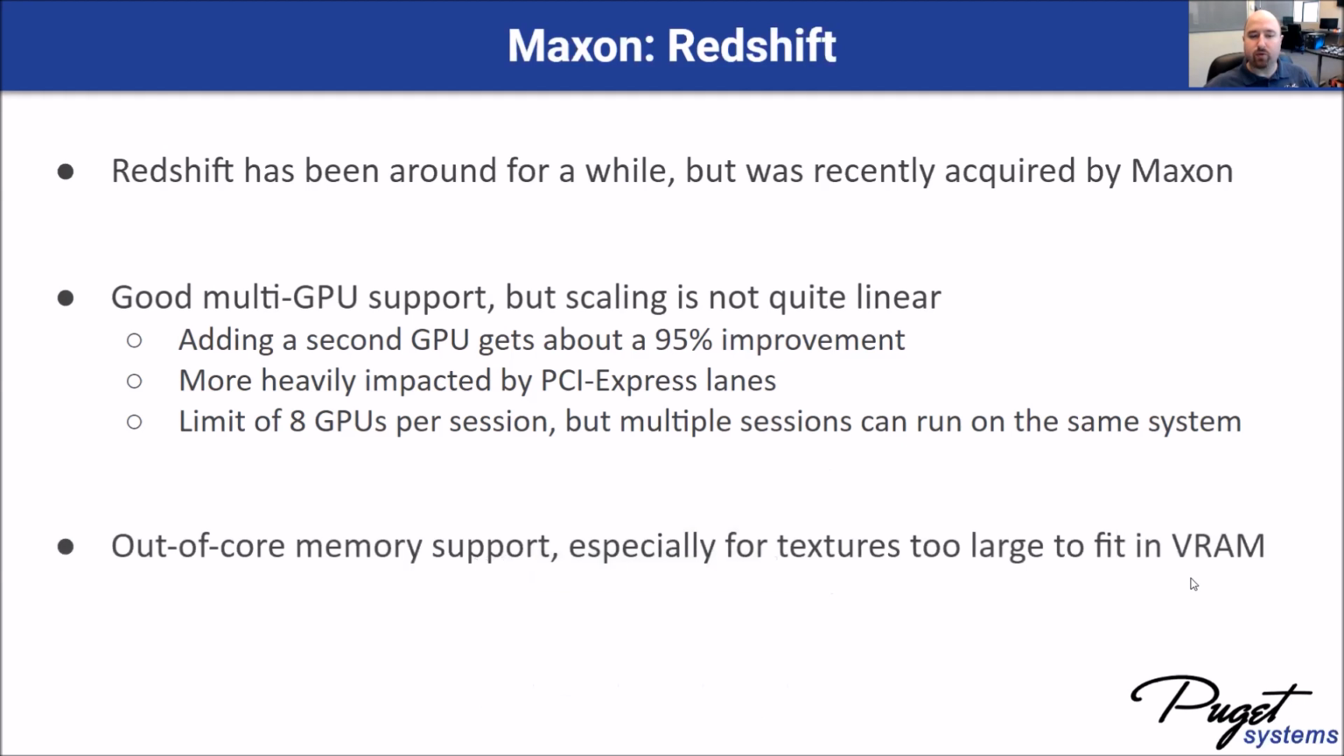Redshift is also notable. It was one of the first that had really good out-of-core memory support, especially for textures that were too large to fit in the VRAM. So that's something to be aware of. And again, like Octane, they've got RTX support coming in the next generation of their software.